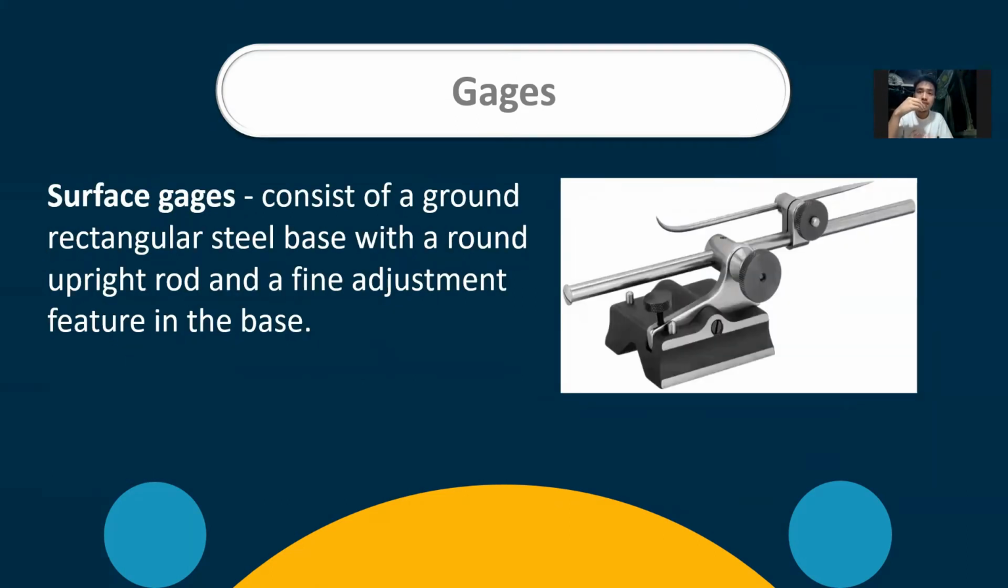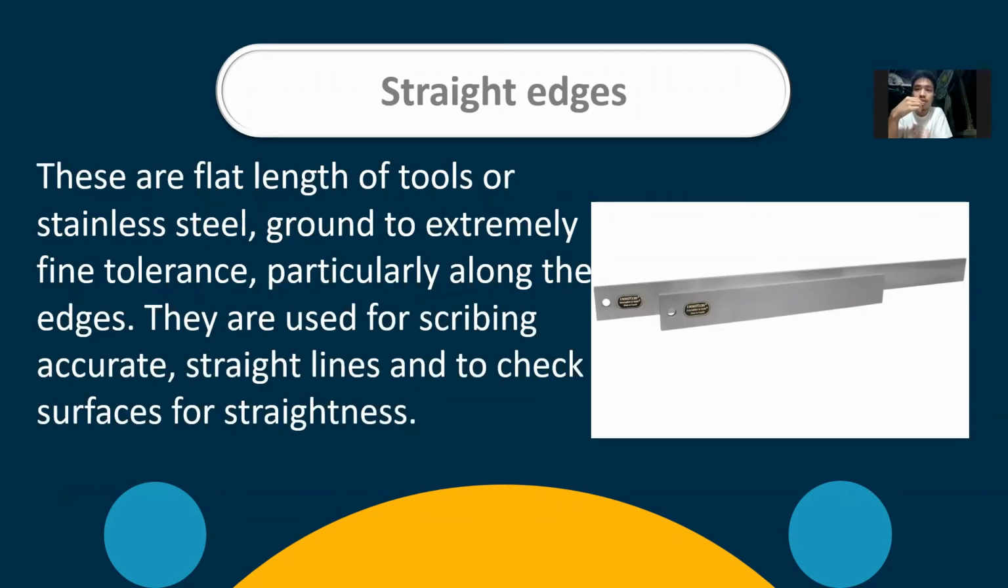Surface gauges, which consist of a round or rectangular steel base with a round upright rod and a fine adjustment feature in the base. So ito naman, madalas siyang makikita sa mga machine shop. Pero yung purpose nito is para mag-describe ng lines, either vertical or horizontal. And ginagamit din siya sa inspection work as height or depth gauge.